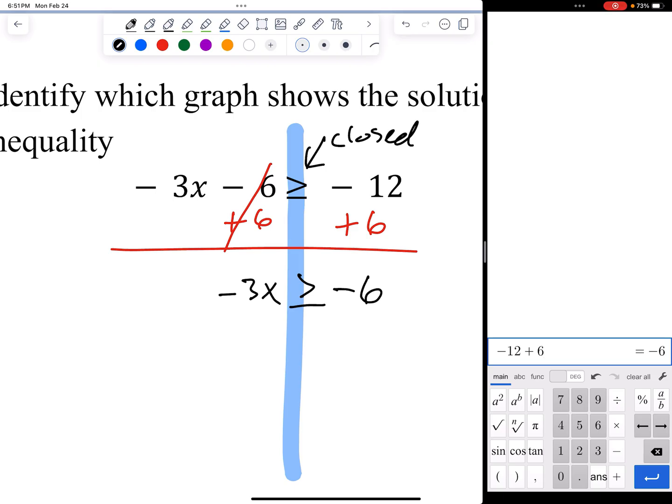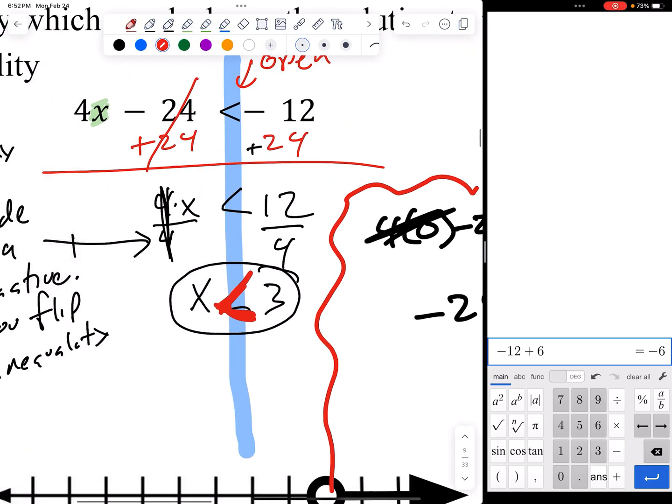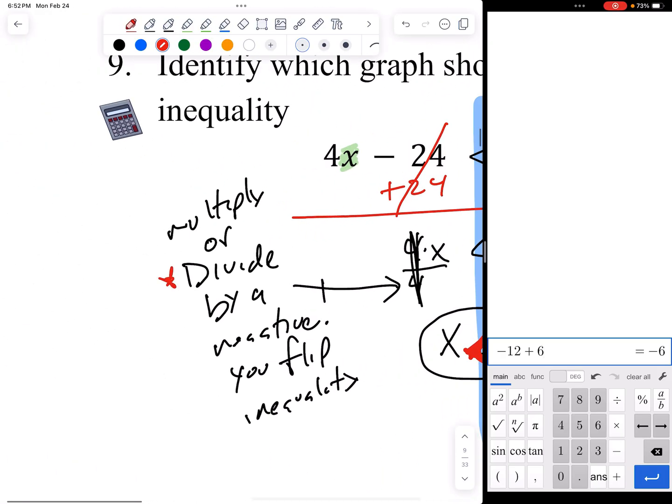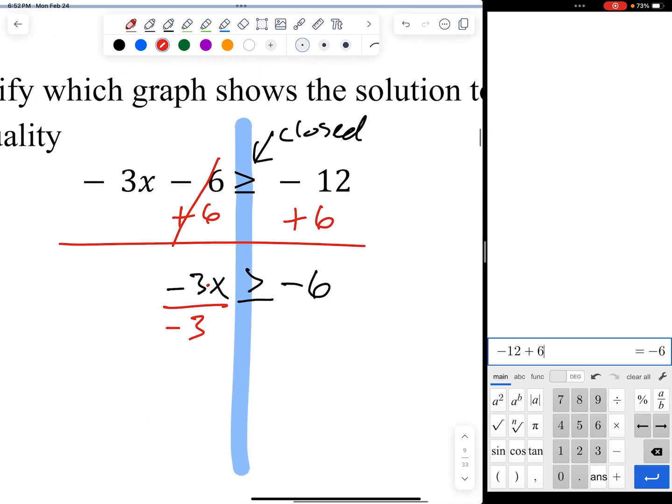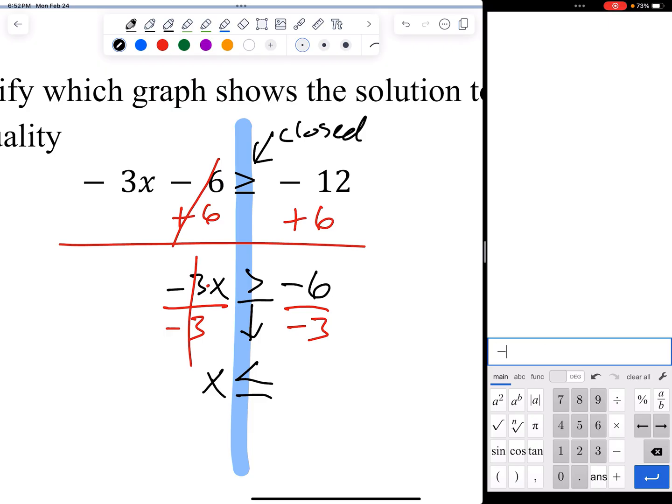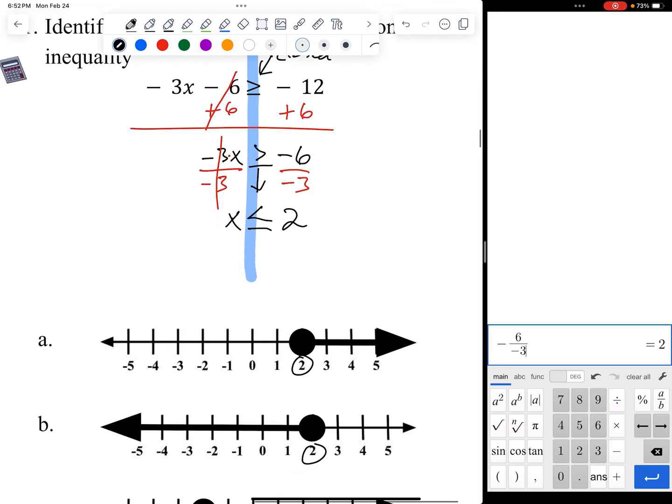Do you see what's going to happen here? I just gave you a huge hint. What am I going to divide both sides by? Whatever stuck to my letter. In this case, the coefficient is -3. What did we say? If you divide or multiply by a negative, you got to flip the inequality. So if I'm dividing both sides by -3, that'll give me 1x still, but the inequality has to flip. And I get -6 divided by -3, and I get +2.